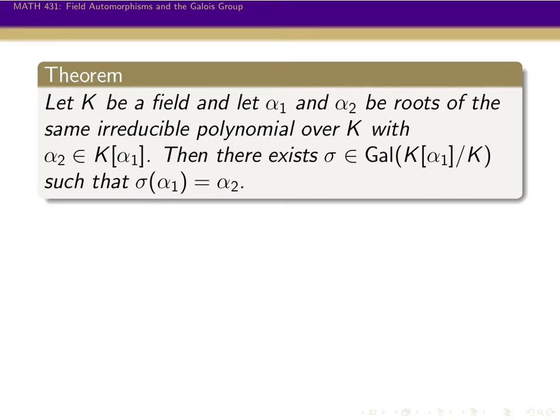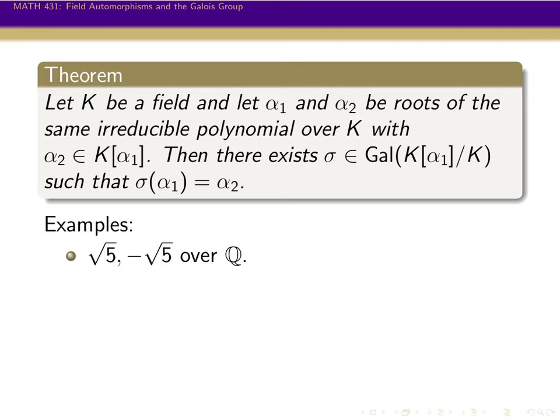And let's suppose more that alpha 2 is inside K adjoin alpha 1. Then there is going to exist an element of the Galois group of K adjoin alpha 1 over K that sends alpha 1 to alpha 2. So sigma of alpha 1 will equal alpha 2. So it says that not only is alpha 2 one of the possible places that alpha 1 could go, and this is saying beyond that, not only can it go there, but there is some element of the Galois group that does send it there.